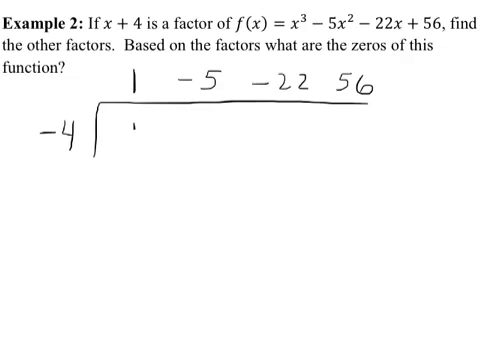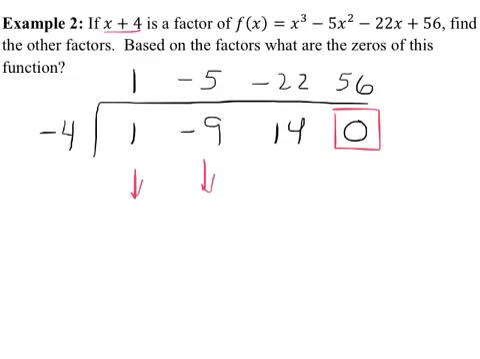Now we can bring down our numbers, bring down our 1. We're going to get from this second part negative 9, and multiplying and adding we're going to get 14, and multiplying and adding we're going to get 0. Well, obviously this better be 0, right? This remainder at the end over here has got to be 0, because we said already that x plus 4 was a factor.